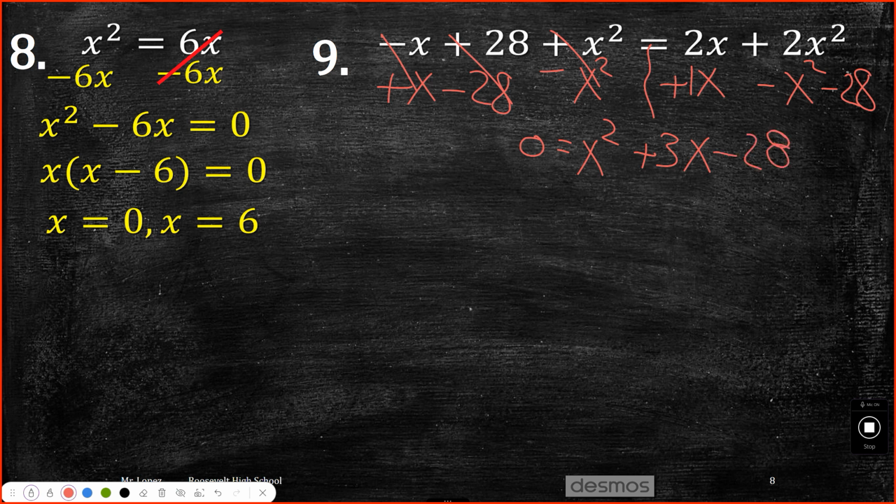Then we could just do the x here. So this is going to be 3 and negative 28. And what are going to be two numbers here? Negative 4 and 7. Negative 4 times 7 is negative 28. Negative 4 plus 7 is 3. And can we get our answers from there already? Yes. The answer is what? Positive 4, and then x equals negative 7.